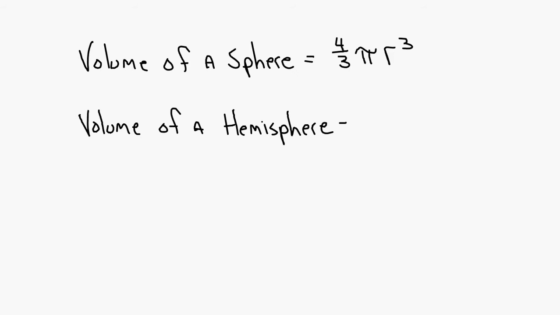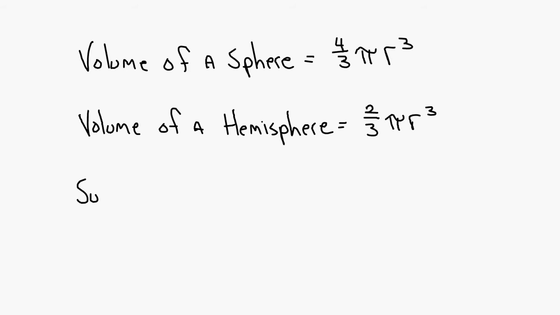So if you take 4/3 and multiply it by 1/2, what do you get? Do it in your calculator right now. Should have already been done. 2/3. So the formula would be 2/3 times pi r cubed. Or couldn't it be 4/3 times pi r cubed divided by 2? Same thing. Whatever you're more comfortable with.